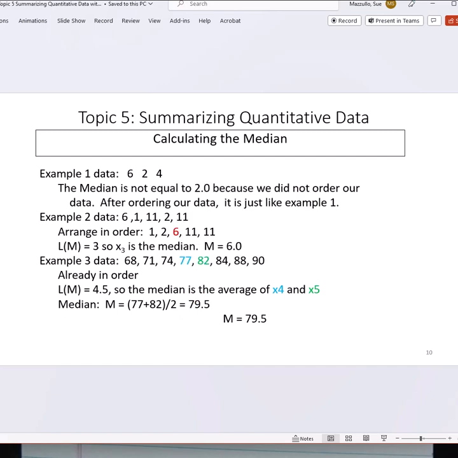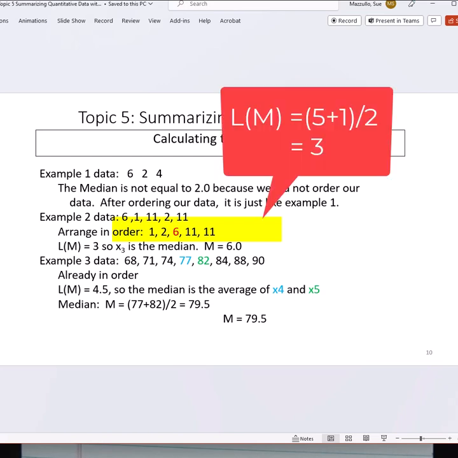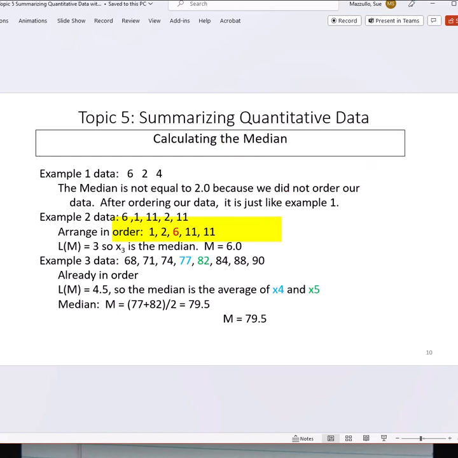Let's look at example 2. Now I'm going to arrange it from smallest to largest, in ascending order. So it would be arranged 1, 2, 6, 11, and 11. Now we could use the location of our median. That's 5 data values, add 1, that's 6, divide that by 2. It tells me that the third data value would be the median. So the location of my median is 3, meaning my third data value, and my median is what that data value is. It's 6.